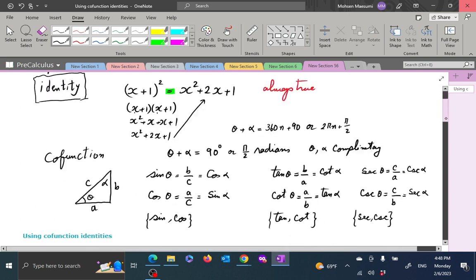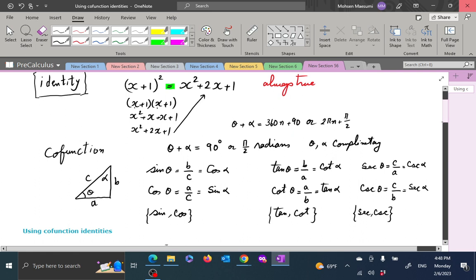Okay, so in short, what did we find out? Cofunctions of complementary angles are equal. Complementary means the sum is 90 degrees or pi over 2. Cofunction means these pairs. Sine and cosine are cofunctions. Tangent and cotangent are cofunctions. Secant and cosecant are cofunctions. If we take any element of this pair and apply it to one of these angles, it is going to be equal to the other element applied to the other angle. And that constitutes our cofunction identities.